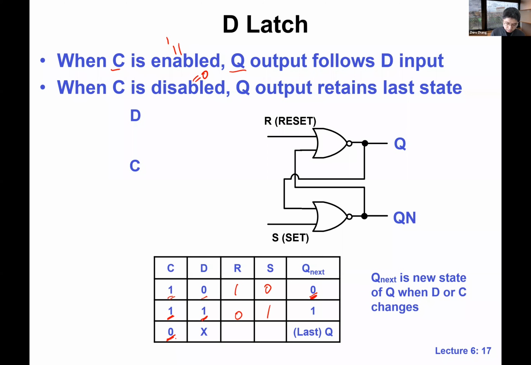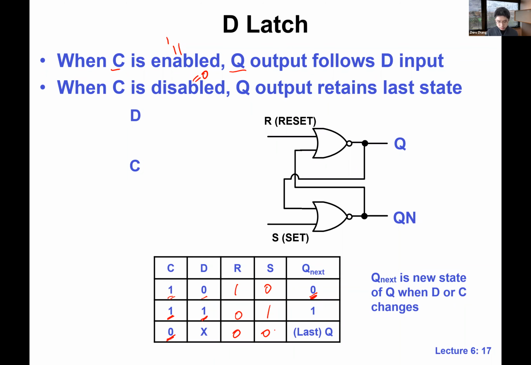C is 0. C is the enable signal. When C is 0, the whole latch is sort of disabled, meaning that we hold the value. So how do we hold the value? 0, 0. Once again, when we have 0, 0 for R and S, we have two inverters.